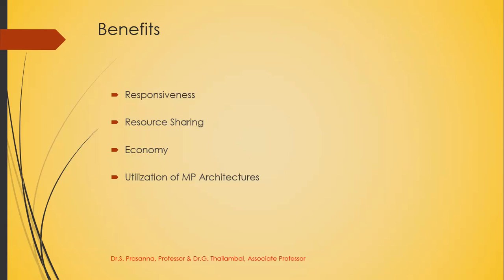Economy. Instead of waiting for a thread to be executed and then assigning the next thread, you can use the same CPU with more than one process executing at the same time. So as it is executing at the same time, the price or the amount or the memory space, time taken, everything is reduced. So it builds up the economy. Utilization of microprocessor architectures. So more than one processor is utilized. So that is the multi-processor processing architecture.